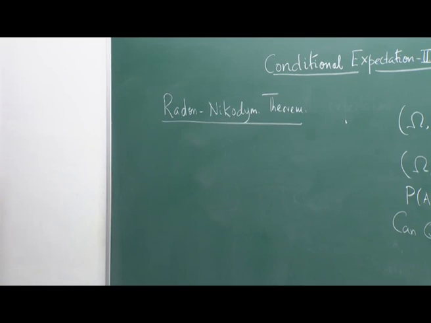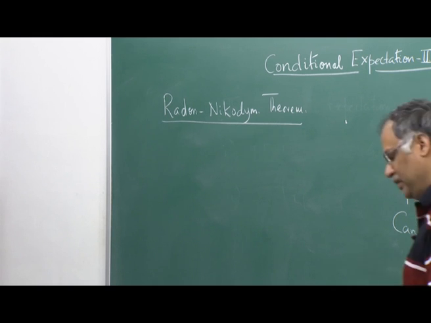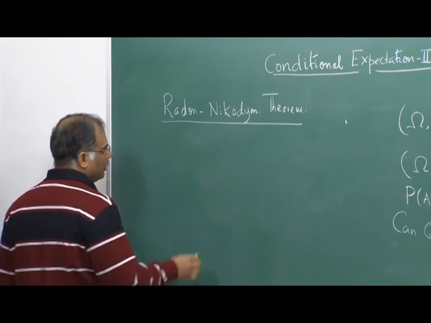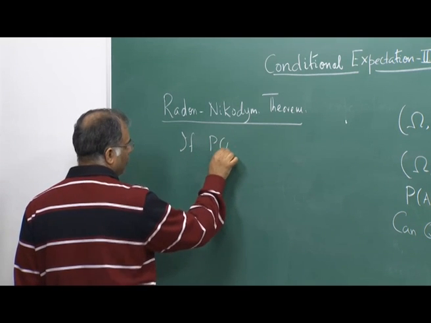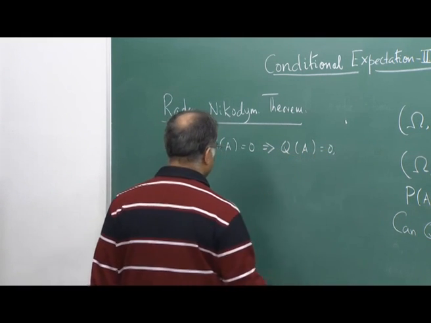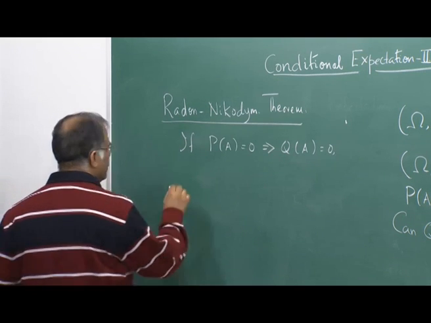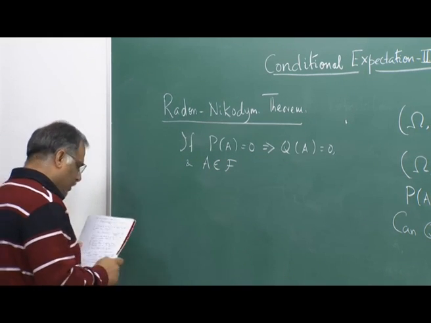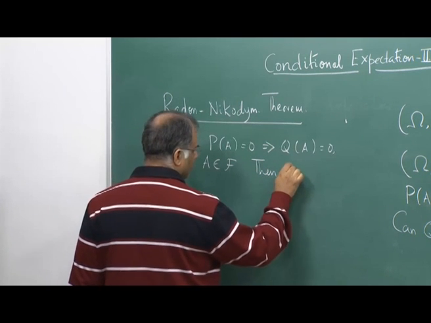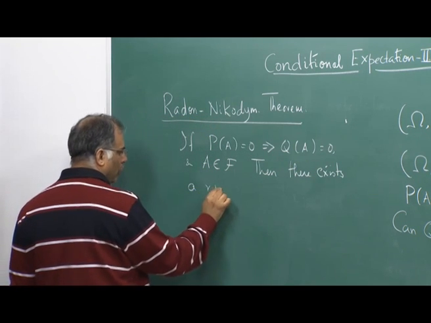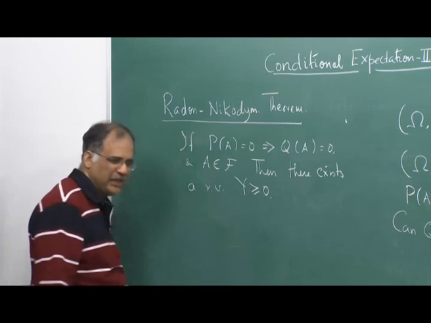So, what does the Radon-Nikodym theorem tell me? It tells me the following. If P of A equal to 0 implies Q of A equal to 0, where A is of course an element of F, A must be an event, otherwise you do not compute the probability, then there exists a random variable Y which is non-negative and integrable.